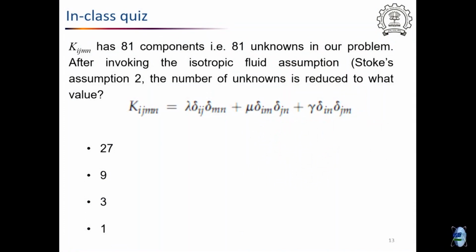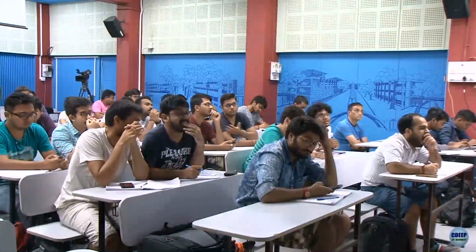Now if the fluid is isotropic, obviously the properties in the equations are going to be isotropic. So this K ijmn has to be isotropic. If it is isotropic, it can be written as a linear combination of deltas, which I have just shown in the equation. So looking at this equation, how many unknowns are we left with? What is the answer? 3. So why is it 3?